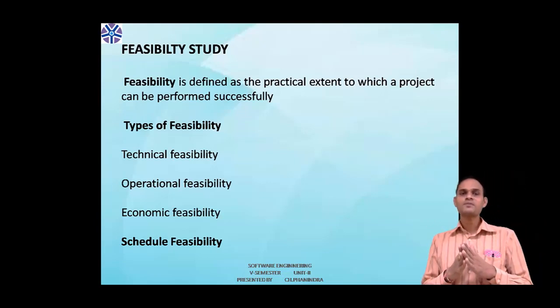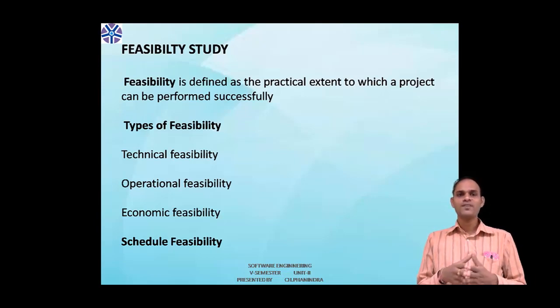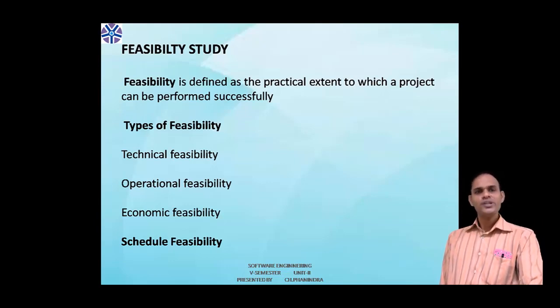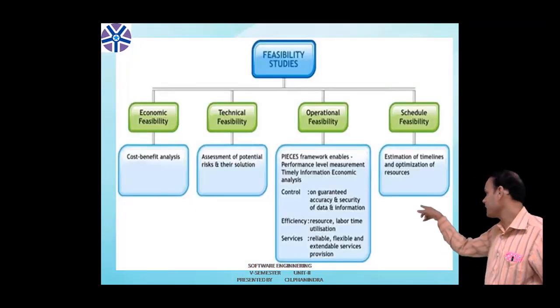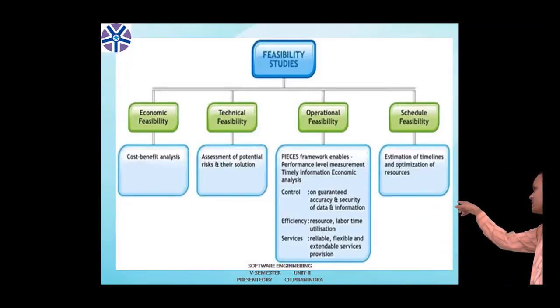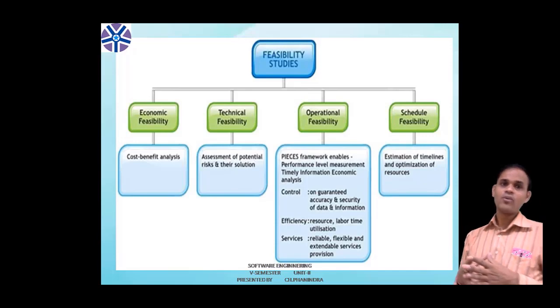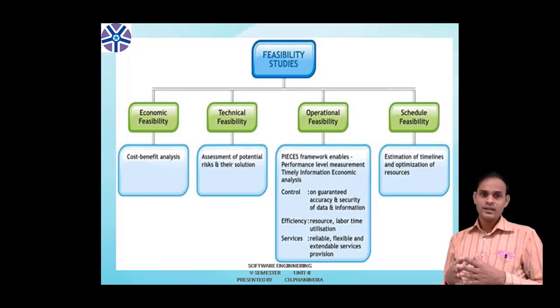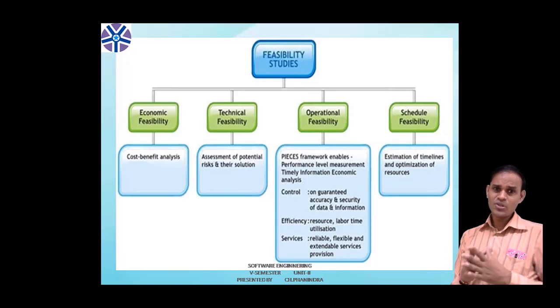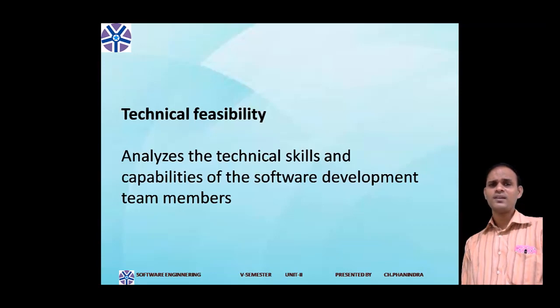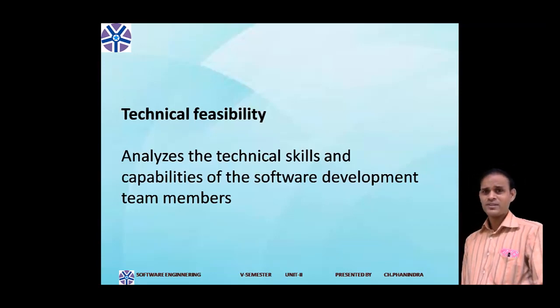Generally the feasibility study consists of four types: technical feasibility, operational feasibility, economic feasibility, and schedule feasibility. So this is the diagrammatic representation of the feasibility study. What is economic feasibility? Economic feasibility consists of time and cost. Technical feasibility consists of risk analysis. Now we have to discuss them one by one.